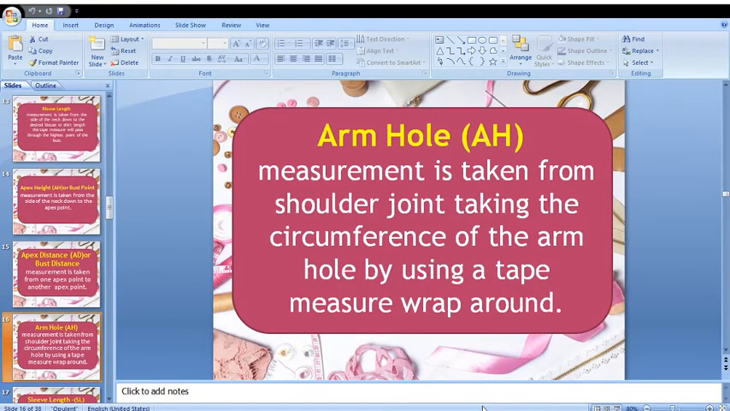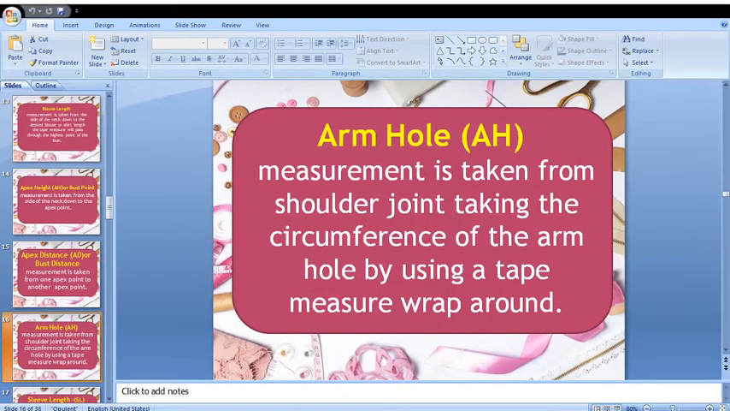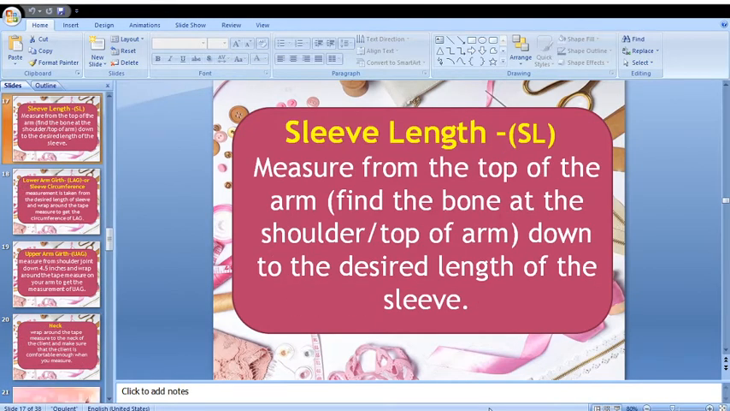So, in measuring the armhole, we're going to wrap the tape measure around the armhole here, and make sure that it is not too tight or too loose. So we're going to insert 2 fingers between the tape measure and the joint. This is how we are going to measure the armhole.